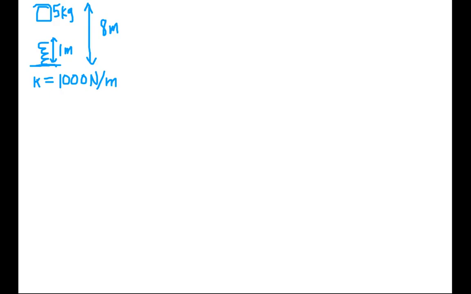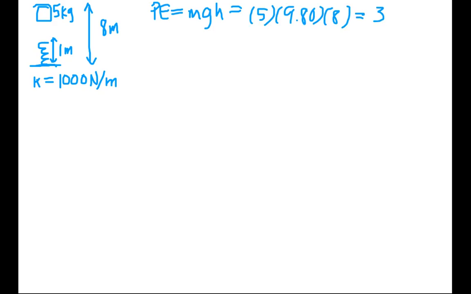Right. So its energy when it's first dropped is just potential energy equals mgh, which is equal to 5 times 9.80 times 8, which gives us 392 joules. So at the very initial point when it's first released, it has 392 joules of energy. And when it's dropped, that will be converted into kinetic energy, although it will have some potential energy still. Okay.